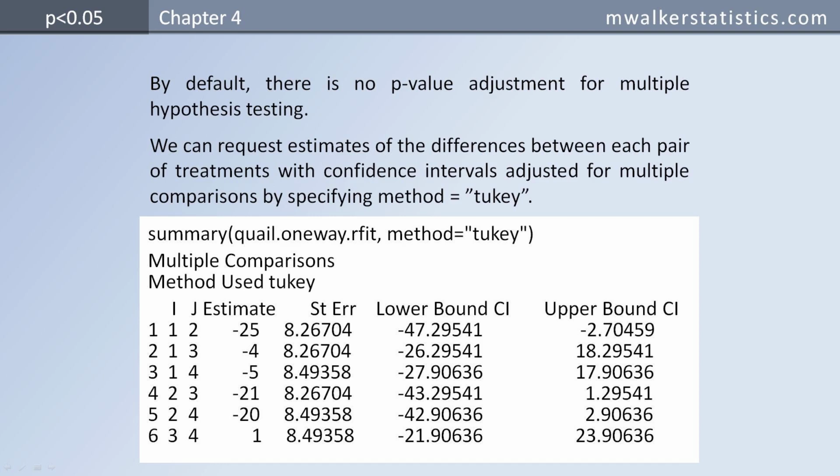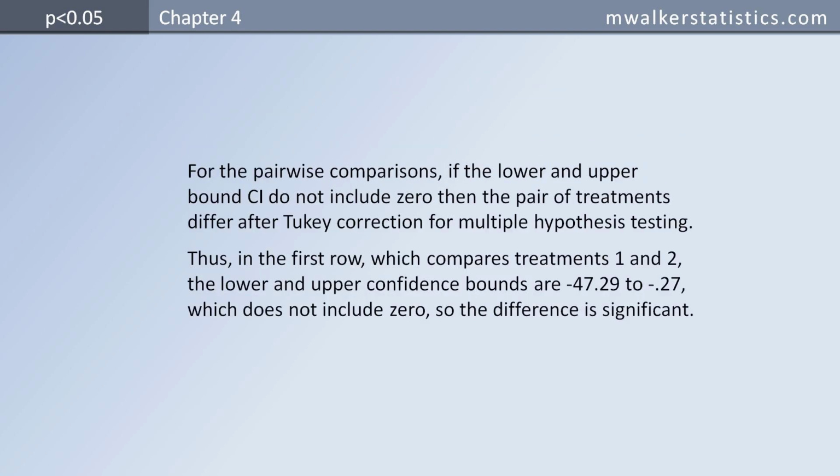We can request estimates of the differences between each pair of treatments with confidence intervals adjusted for multiple comparisons by specifying method equals Tukey. For the pairwise comparisons, if the lower and upper bound CL do not include 0, then the pair of treatments differ after Tukey correction for multiple hypothesis testing. Thus, in the first row, which compares treatments 1 and 2, the lower and upper confidence bounds are minus 47.29 to minus 0.27, which does not include 0, so the difference is significant.